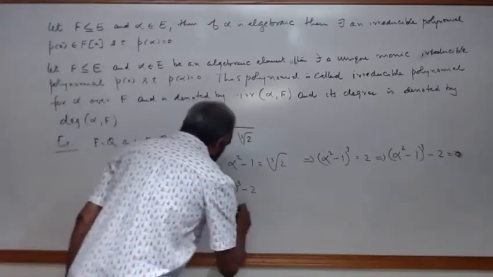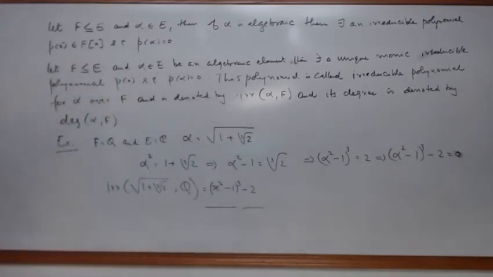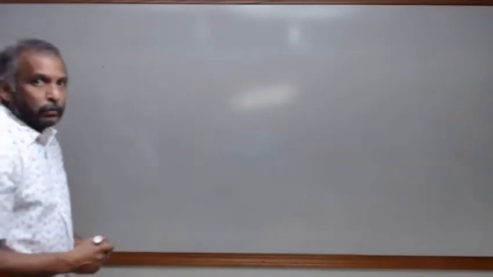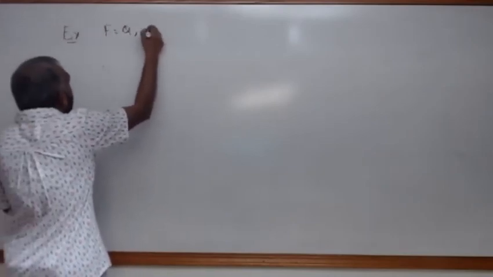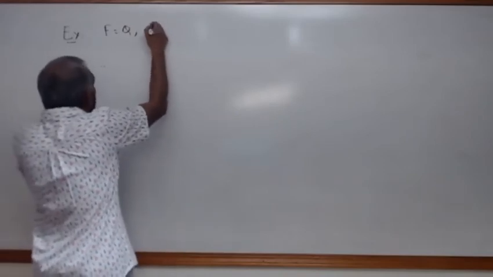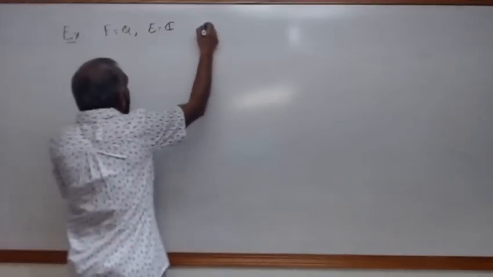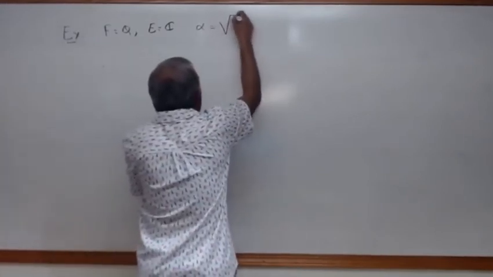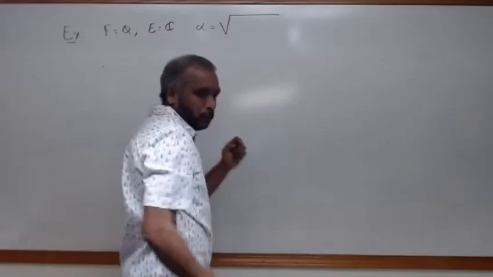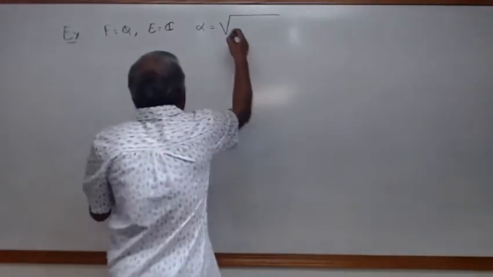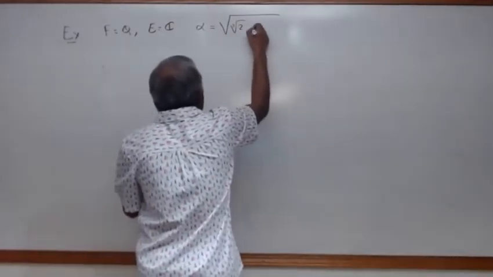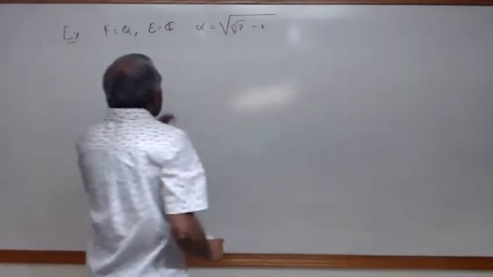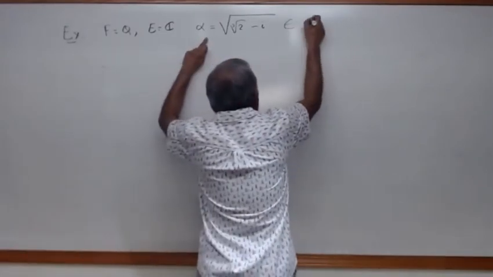We'll do a couple more examples. We'll do another example here. Again, F is equal to Q and E is equal to C, and alpha, I'm going to take as square root of cube root of 2 minus i. This is definitely an element of C.